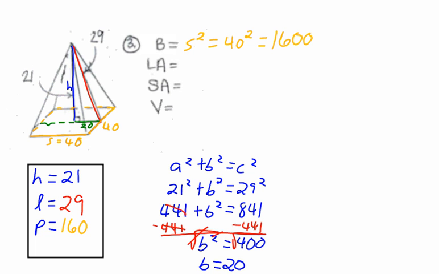My lateral area, my formula again is 1/2 times the perimeter of the base times L. The reason we fill in this box down here first is when I get to all of my formulas, I already have every piece of my formula calculated. So I don't have to think about what P is and what L is. I already have those numbers.